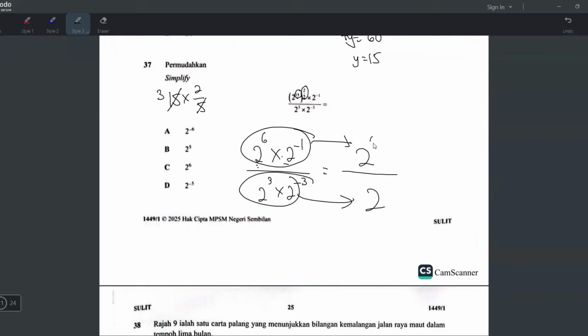It will be 2 power 6 plus negative 1. Yes, when it is the same base multiplied, we can add the powers. So what is 6 plus negative 1? 6 minus 1, that's 5.